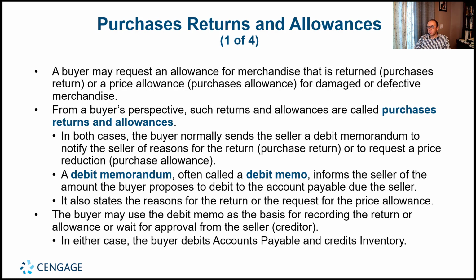The buyer may use the debit memo as the basis for recording the return or allowance, or wait for approval from the seller. Usually they have to wait for approval, because what if the seller did not approve it? In either case, the buyer debits accounts payable and credits inventory, because it's reversing what we had before. So we debit accounts payable, reducing it, and we credit inventory, also reducing it.